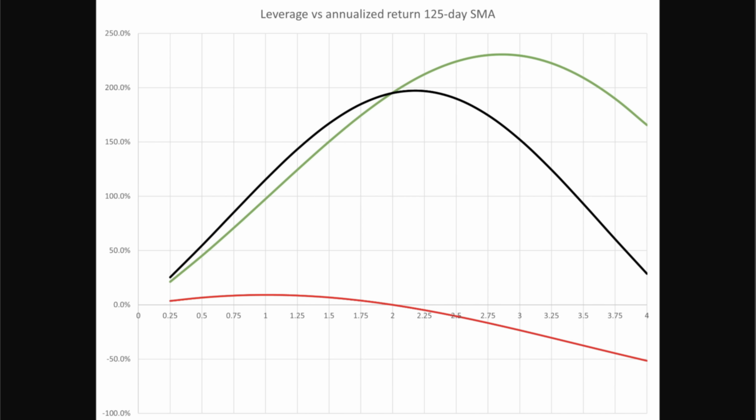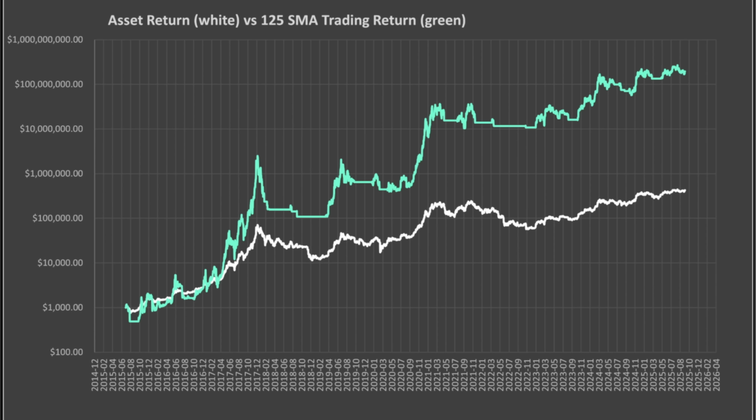So I tried to find the optimal leverage. If you go long, the best leverage is 2.75. If you go short, the best leverage is just 1x. If you have the same leverage for both directions, long and short, then 2.25 is the best. But in general, I think it's better to have different leverages to go harder on the long than on the short. So this is the 125-day simple moving average.